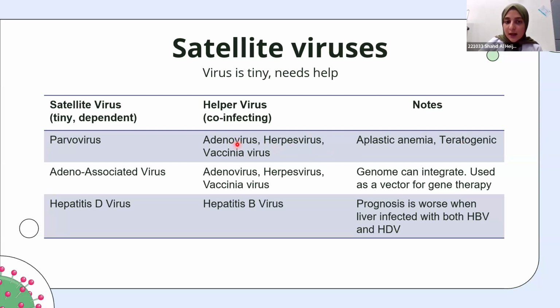Okay, so yes, in this case, adenovirus and herpes virus, as you correctly mentioned, are double-stranded DNA viruses, but they need those specific viruses. And you don't just say, okay, they need DNA viruses. They need those viruses.